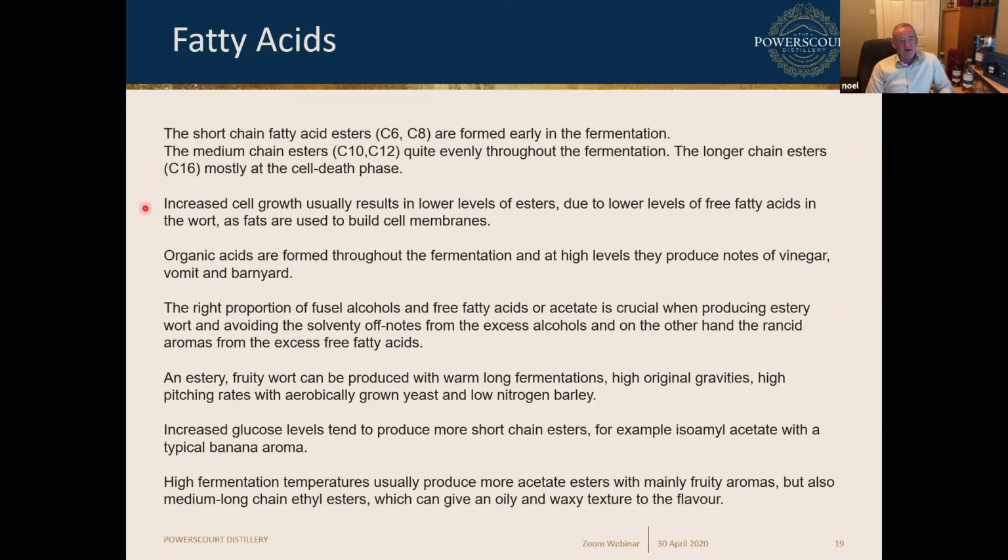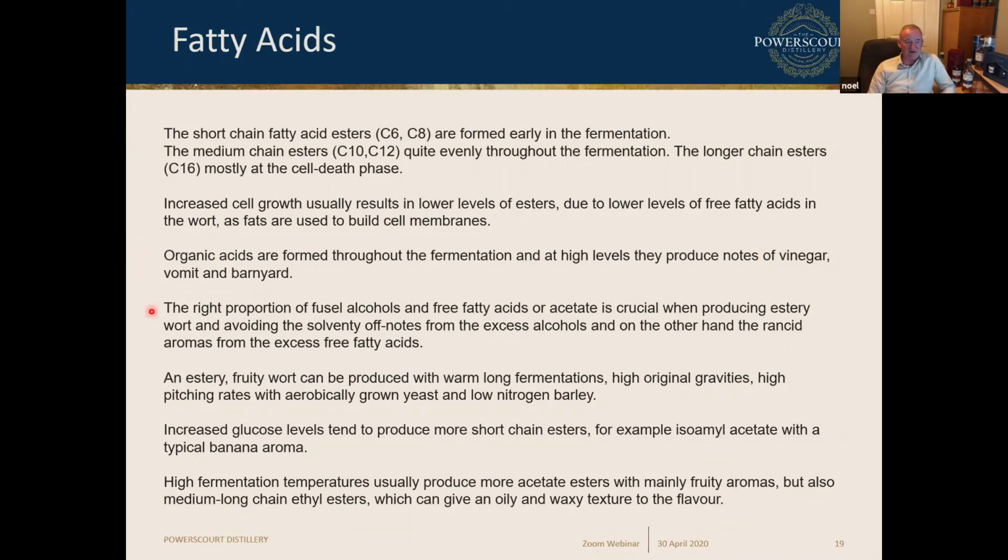You'll also notice that increased cell growth usually results in lower levels of esters, and that's due to the lower levels of fatty acids in the wort. I mentioned earlier that there were fatty acids in the wort. If you've increased cell growth, the cells use those fatty acids to build membranes, and that's where they go. Organic acids are formed throughout fermentation at high levels, and they produce notes like vinegar, vomit and barnyard kinds of smells.